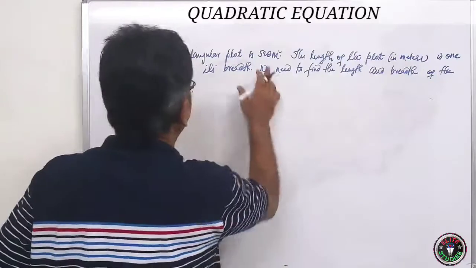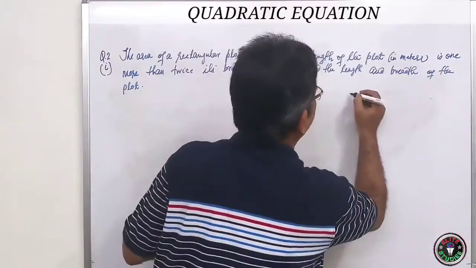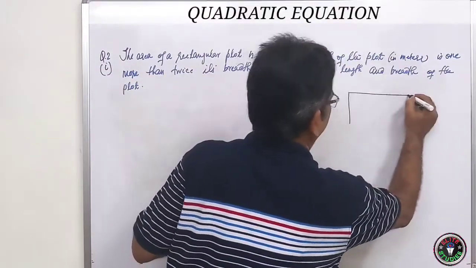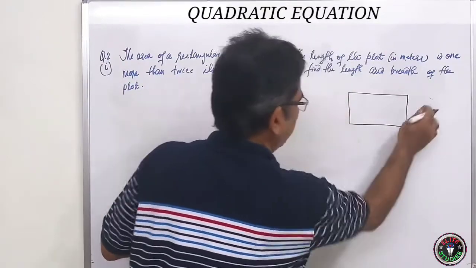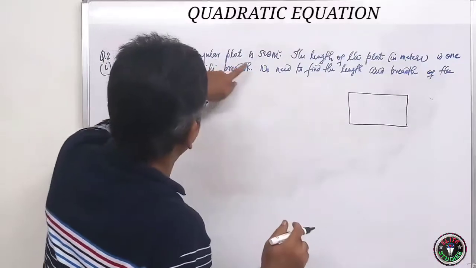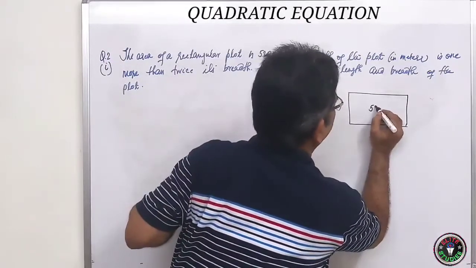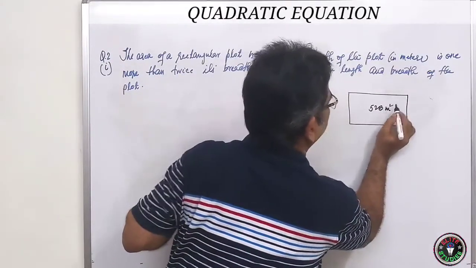Now in such type of rectangular plots mensuration, it is better to make one figure. So let this be the rectangle. Here what is the given? This is the breadth and this is the length. The area of a rectangular plot is 528. Its area is 528 square meters.